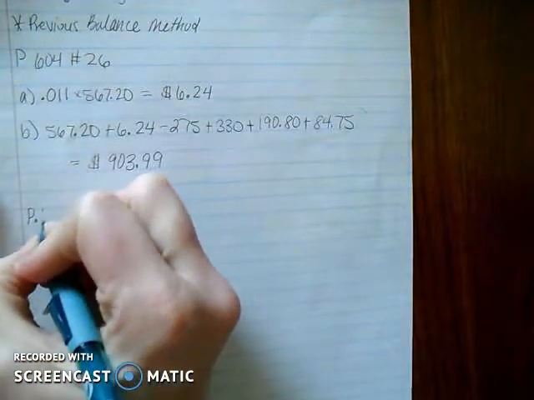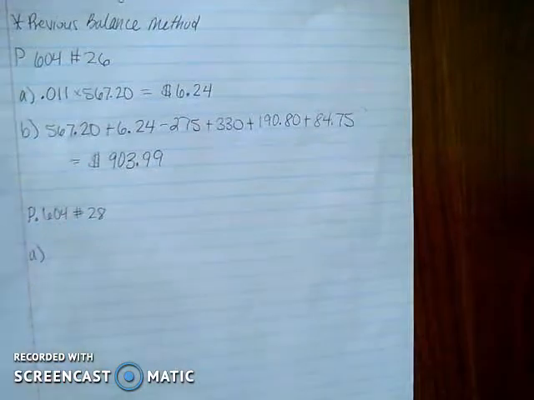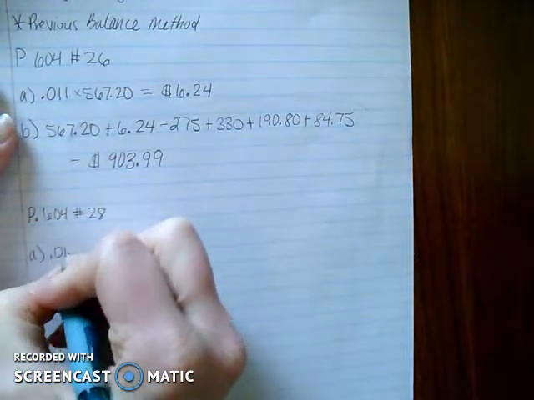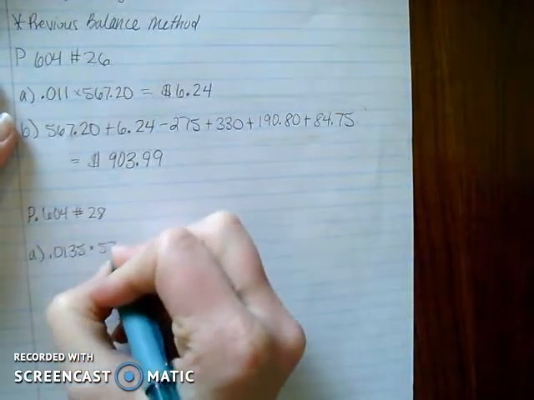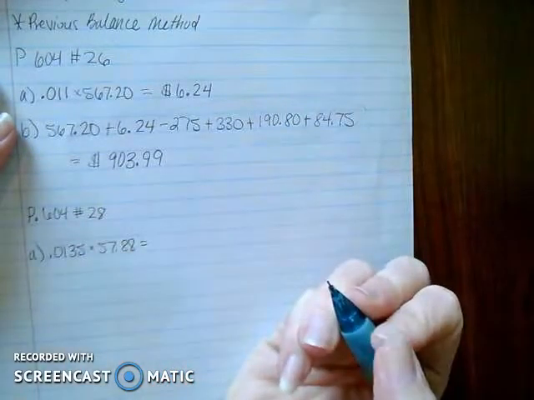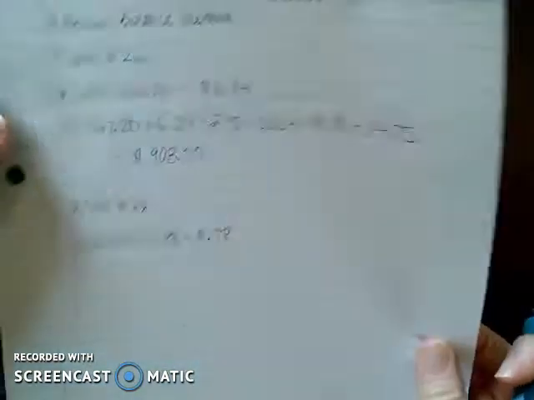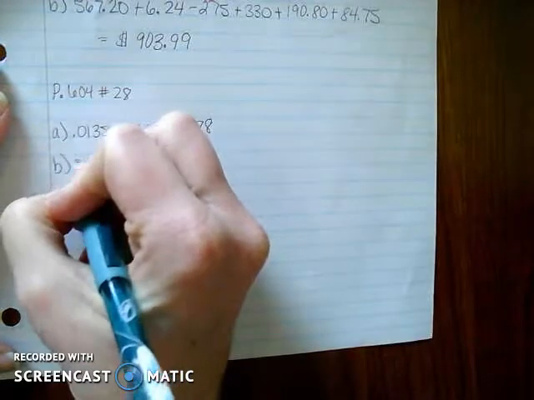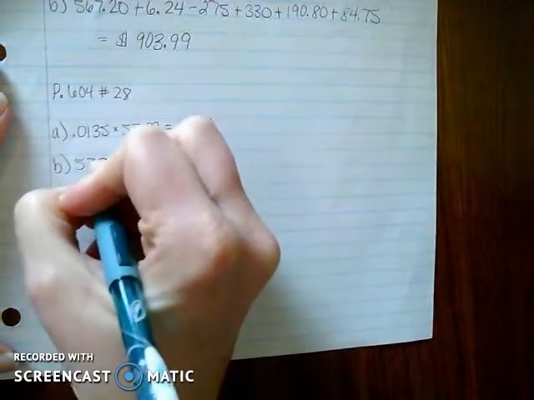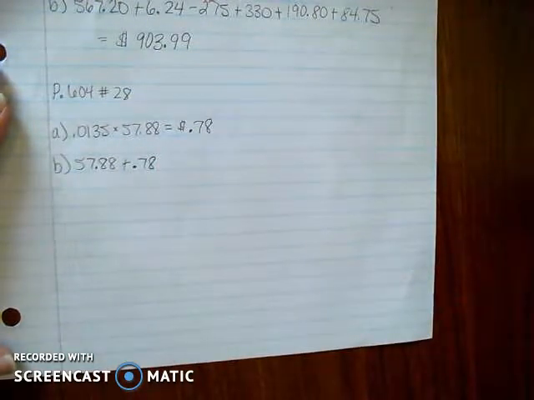Then we'll do 28. Same exact thing. This time it's 1.35%, so 0.0135 of, this one was not very much, 57.88, which gives us 78 cents. So not much interest for that at all, 78 cents. So part B, your new balance, you still need to bring over the 57.88 plus the 78 cents that you just figured out for the finance charge.